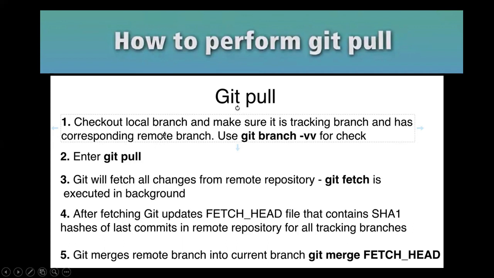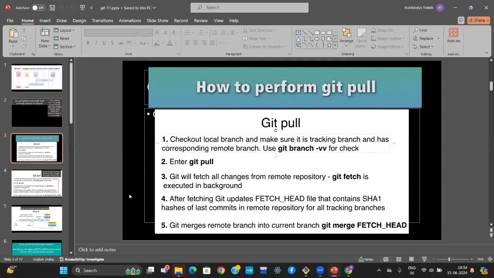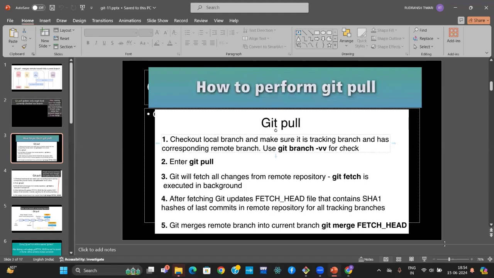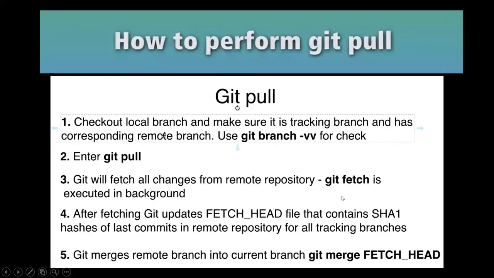Fetch all changes. Actually, nothing will be extra. The fetch head is not created because nothing is committed over there. Okay, so if I explain this point, after that I will go to the implementation part. Here we can also revise git fetch. Git will fetch all the changes from the remote repository, git fetch is executed.